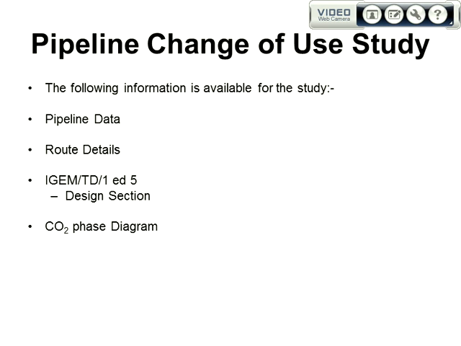So I've given you TD1 edition 5, I've just given you the design section of that, because I think most of what you need is in the design section. If you decide that you do want other sections of the document and you haven't got easy access to it through the library, which you didn't used to have, so I don't know if it's there now, you need to let me know and I'll provide you the other sections. And I've given you the CO2 phase diagram.